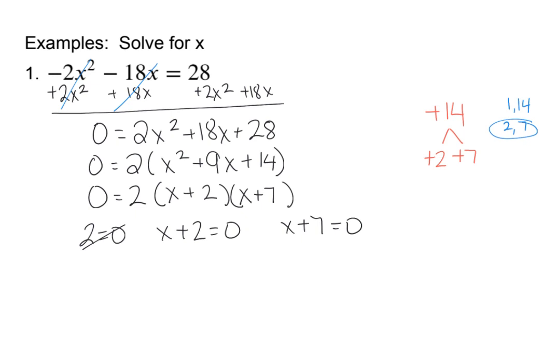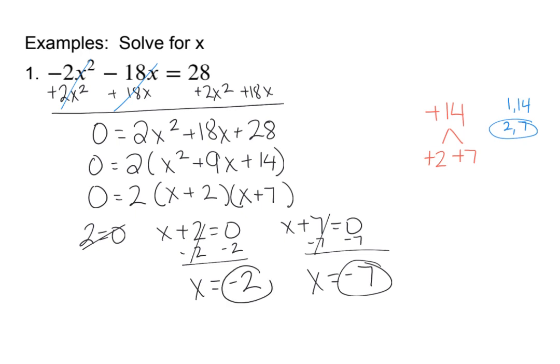And then we're going to solve each of these for x. So get x by itself. I got -2. And get x by itself over here, and I get -7. Both of those are answers to this equation. Meaning I could put -2 back in here for x and simplify this, and it would give me 28. I could also put -7 in here for x and simplify this, and it would also give me 28. But those are the only two numbers that would work.